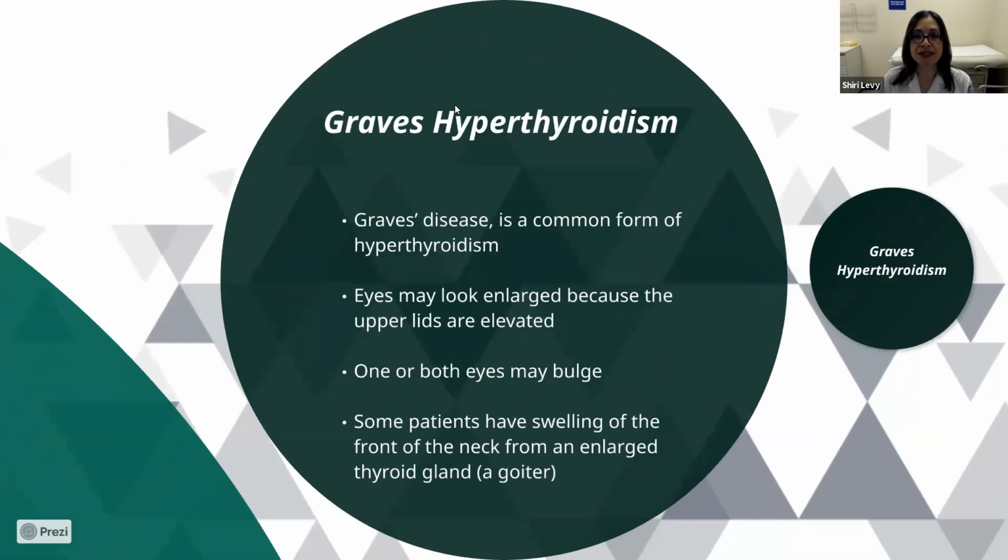Graves' hyperthyroidism is one of the most common reasons for an overactive thyroid. It is an autoimmune disorder that passes in families. Eyes may look enlarged because the eyelids are elevated. I'm going to show you a picture of a woman with Graves' orbitopathy, or what we call Graves' eye disease. It can affect one or both eyes, and many individuals will have a goiter from the Graves'. It usually doesn't have nodules. We call it a diffuse goiter in the fact that it is pretty smooth and pretty large.